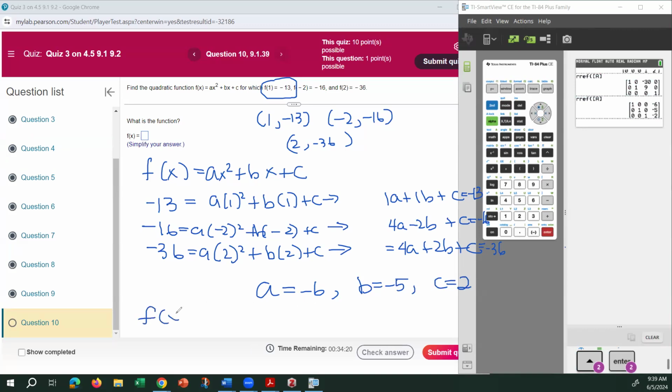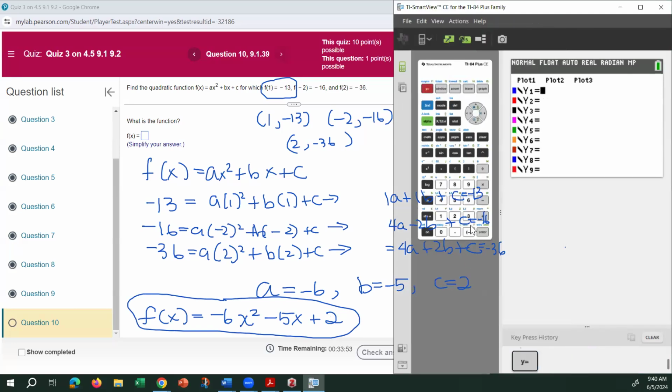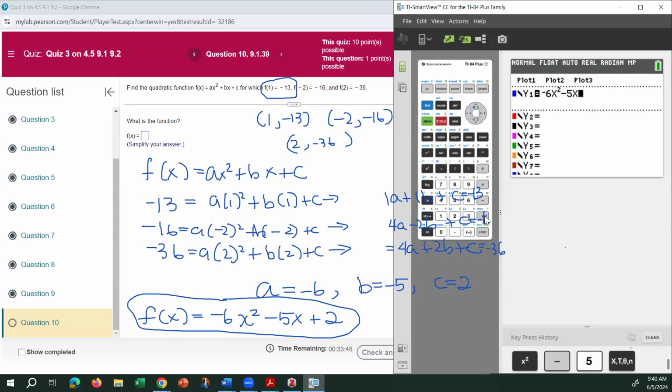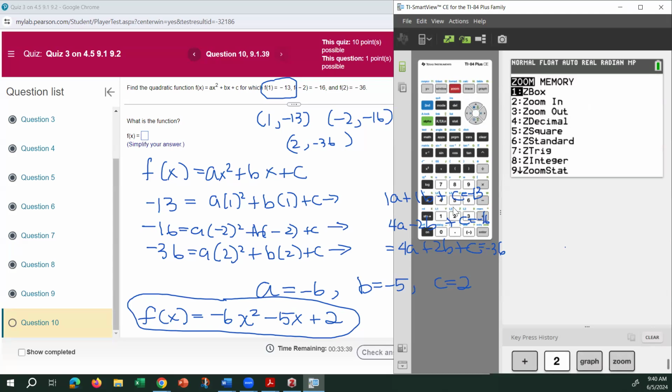So we'll put that function in: f of x equals -6x squared plus bx, so it's -5x plus 2. And so that's going to be the function. And the way you can check is, let's see what it looks like if we were to graph this. It's kind of hard to see with all that. -6x squared minus 5x plus 2. Let's say graph.